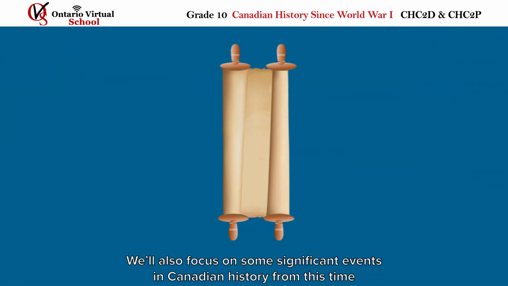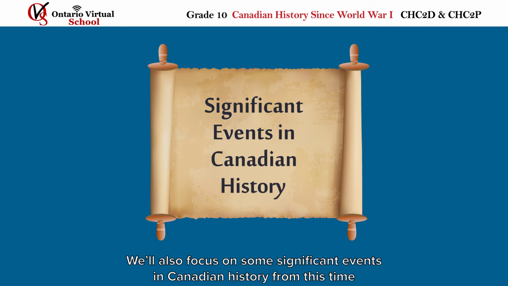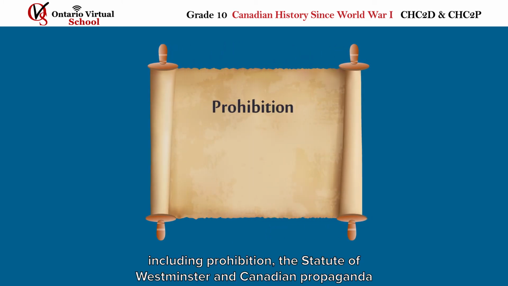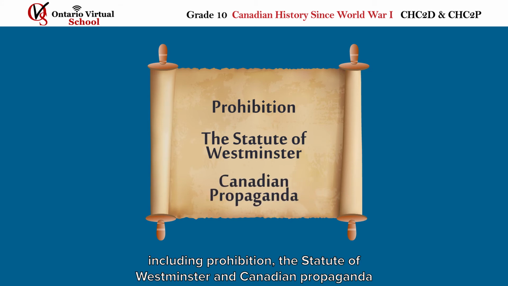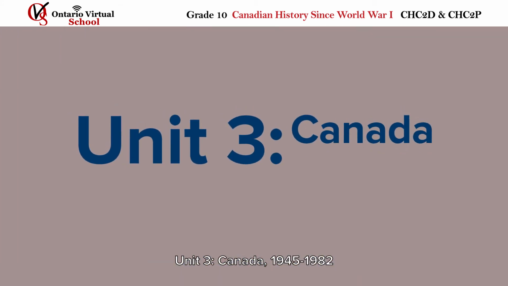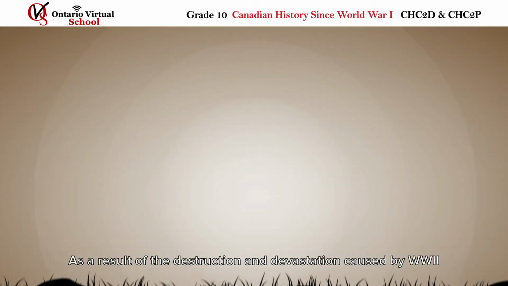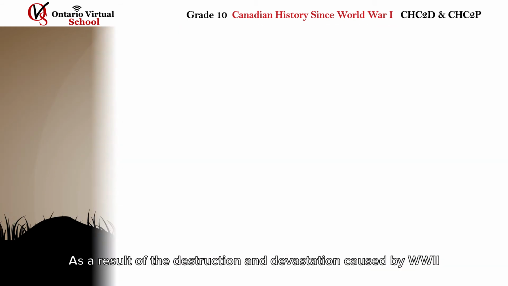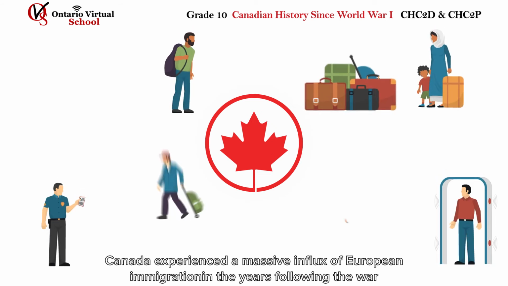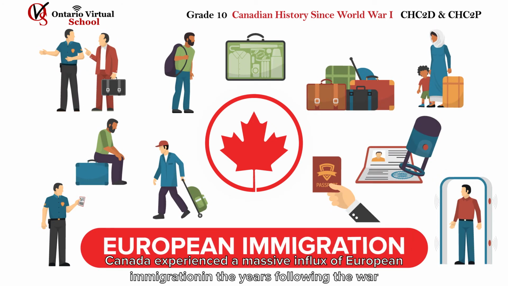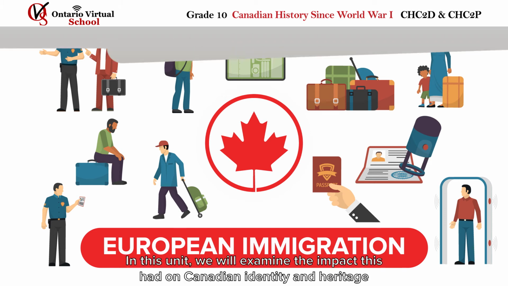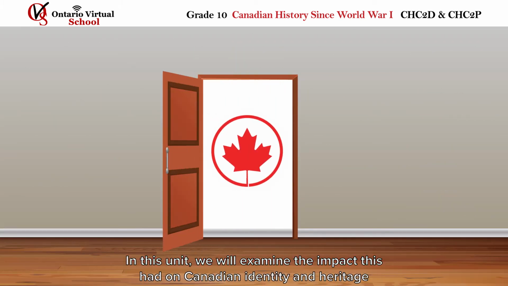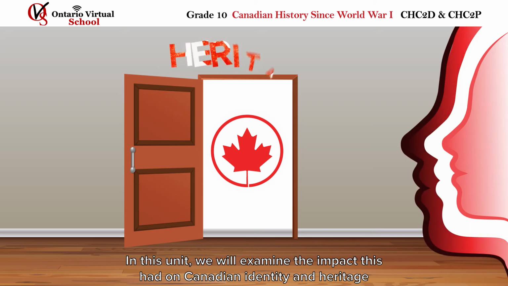We'll also focus on some significant events in Canadian history from this time, including Prohibition, the Statute of Westminster, and Canadian propaganda. Unit 3. Canada, 1945 to 1982. As a result of the destruction and devastation caused by World War II, Canada experienced a massive influx of European immigration in the years following the war. In this unit, we will examine the impact this had on the Canadian identity and heritage.